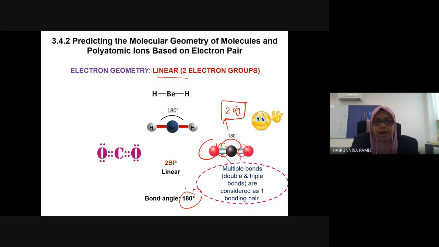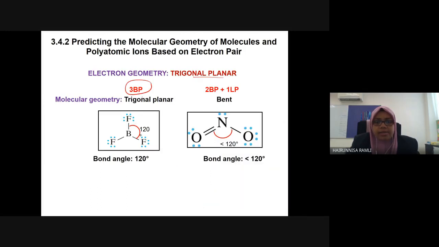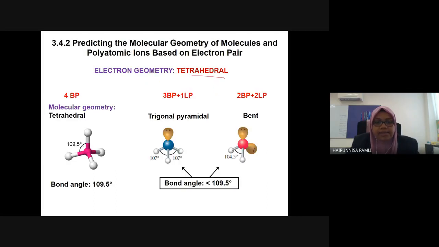Okay, while for the trigonal planar, it can be three bonding pairs ataupun two bonding pairs with one lone pair. So nampak tak? Asal dia 120 degree. So this one ada lone pair kat sini, so dia akan repel, so less than 120. Okay, kalau tetrahedral tadi, ni tadi saya dah explain lah. So this one 107, 105 or 104.5. So this bond angle should be less than 109.5.